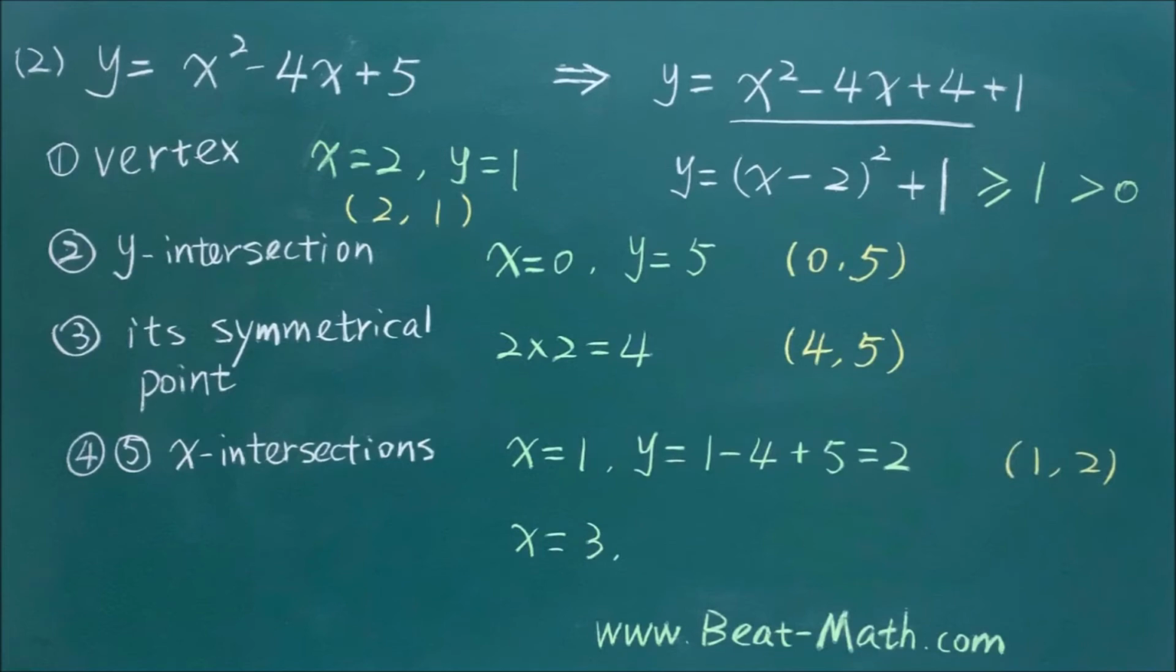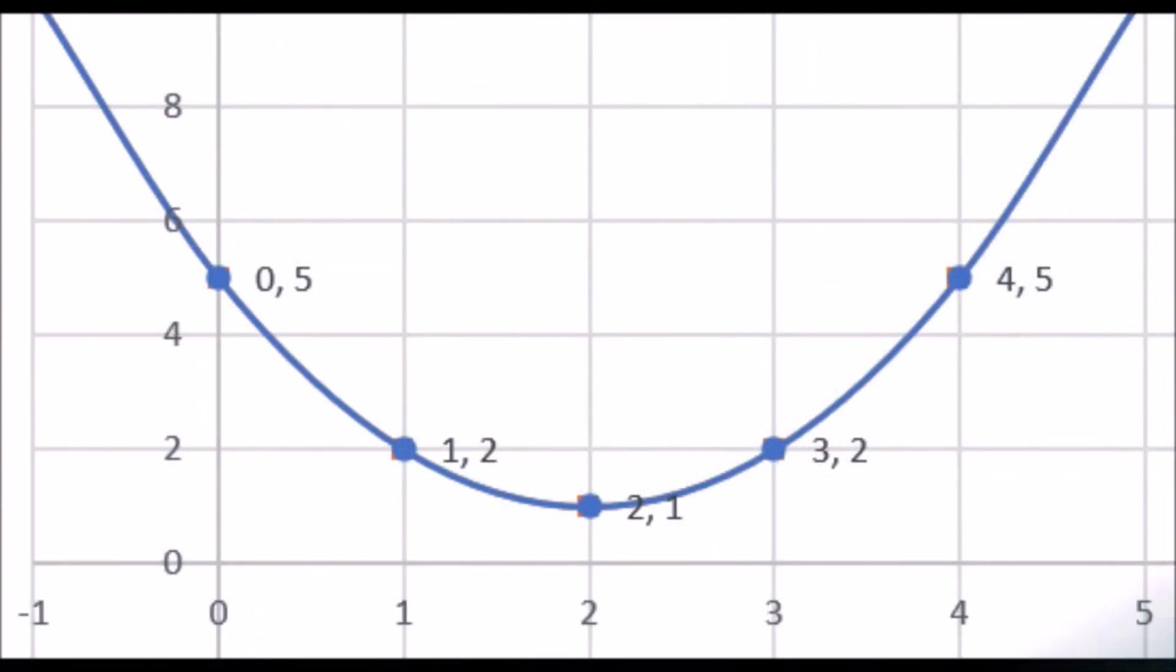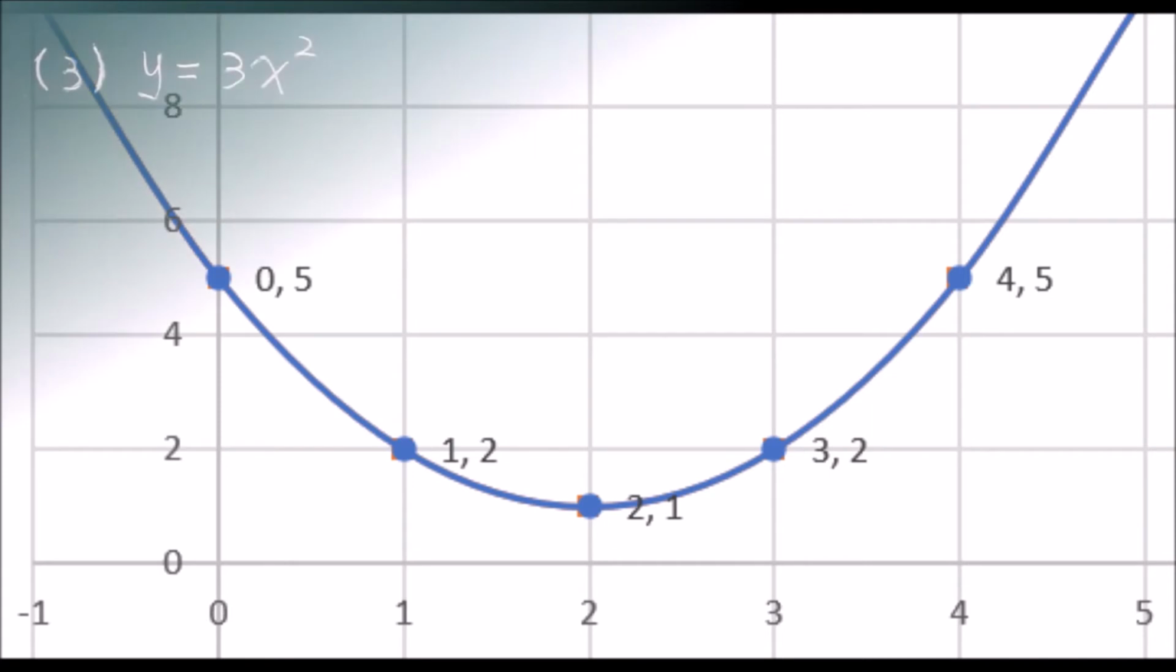And then we plug x equals 3 into the function. y equals 9 minus 12 plus 5 equals 2. And we get the last point, (3, 2). Now we're done, so you can just graph the function. Next, I will show you how to graph some special forms of quadratic functions, which will be easier.